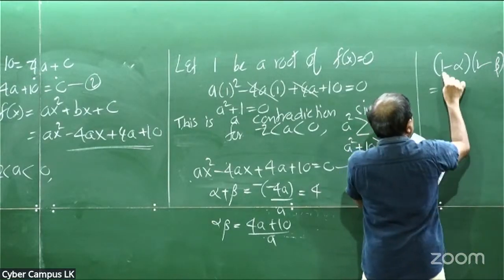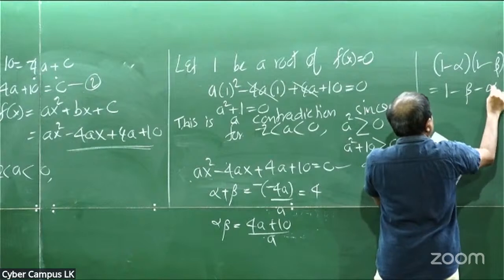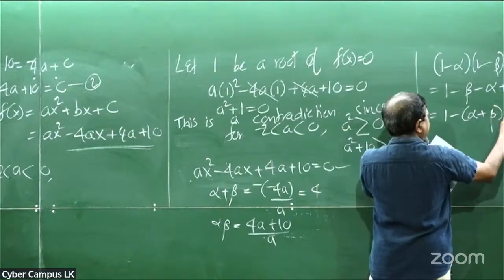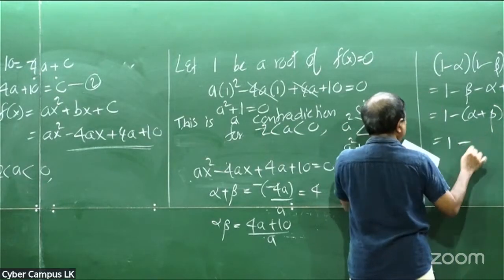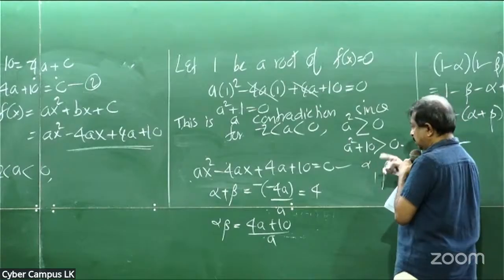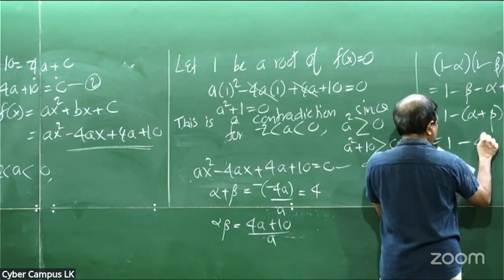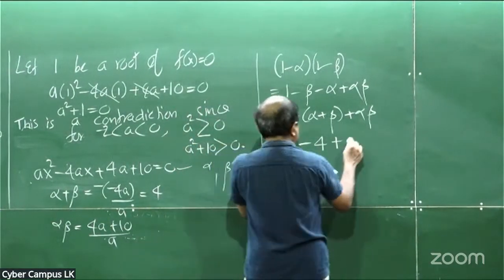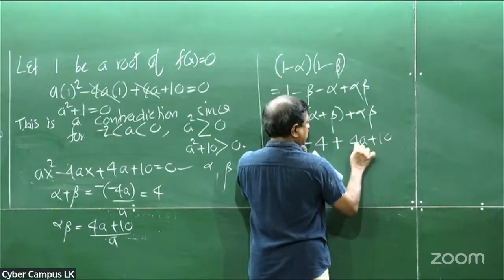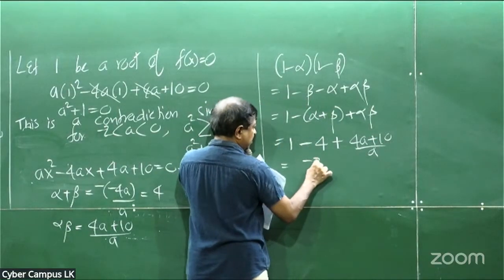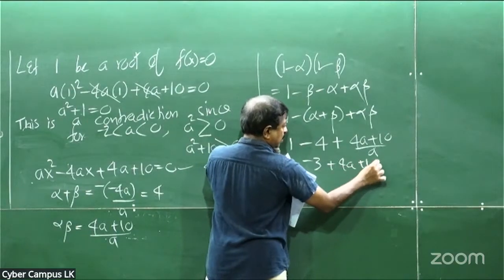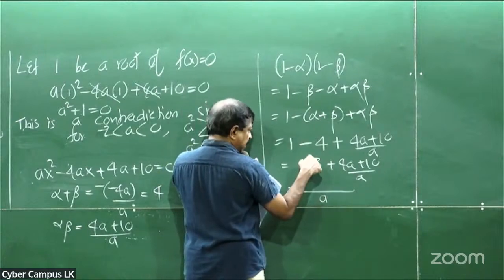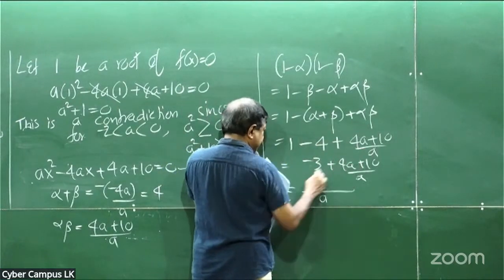Now we need to find 1 minus alpha times 1 minus beta. So if you multiply, you get 1 minus beta minus alpha plus alpha beta. Alpha plus beta is 4. Alpha beta is 4a plus 10 over a. You can take a as the common denominator. You have minus 3a plus 4a plus 10. So a plus 10.